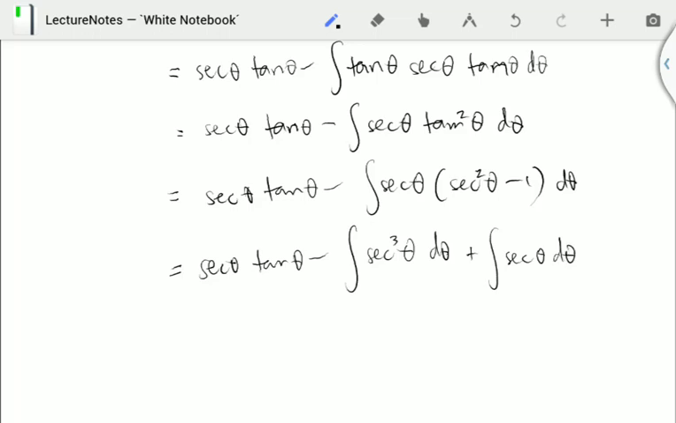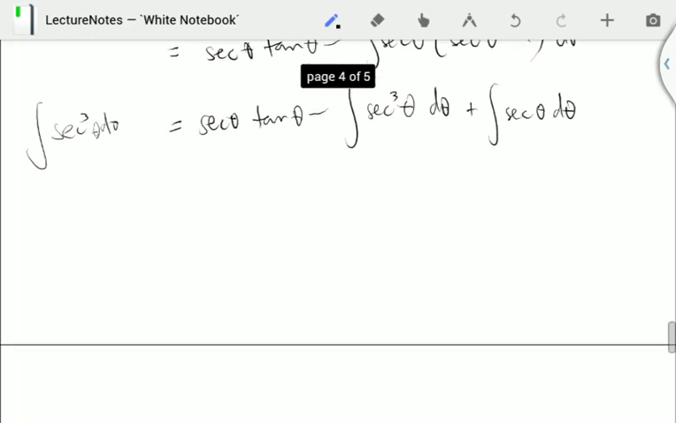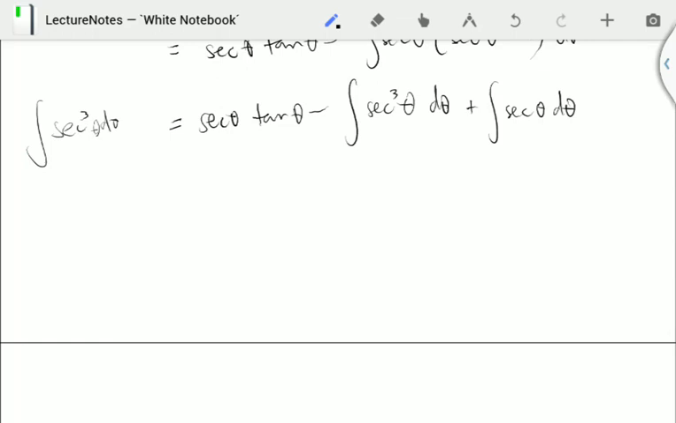And you say, wait a minute, isn't sec cube theta d theta what we're trying to evaluate? And of course, you're right. The left-hand side is of course our sec cube theta d theta. That is our left-hand side. So therefore, this one on the right-hand side, we can put it on the left-hand side. That gives us 2 times the integral of sec cube theta d theta, which will be equivalent to sec theta tan theta plus the integral of sec theta d theta.